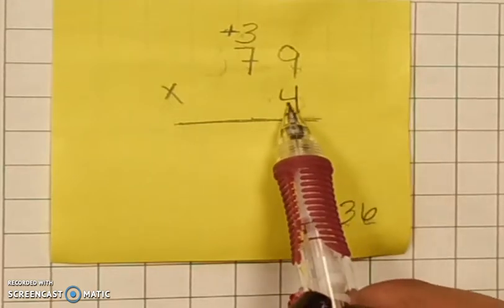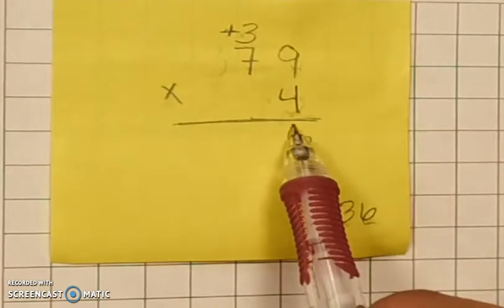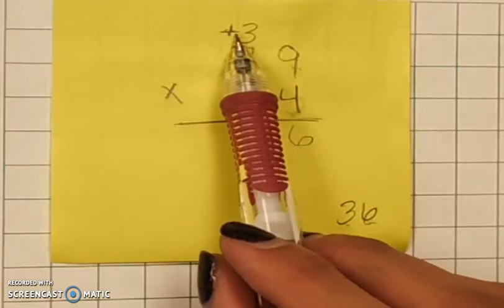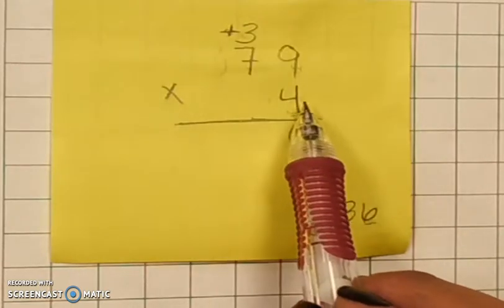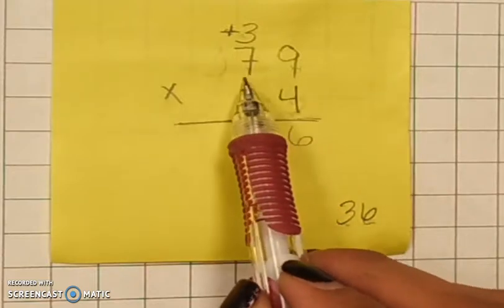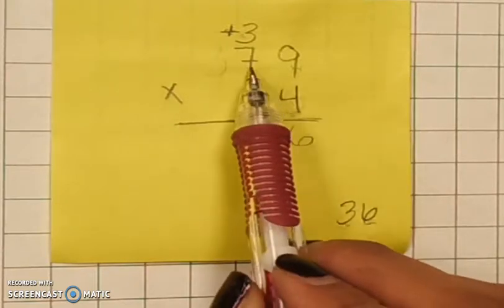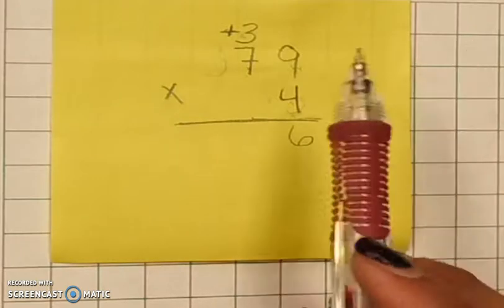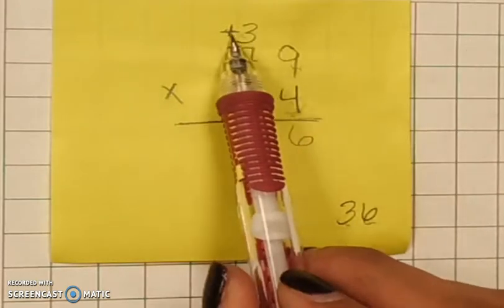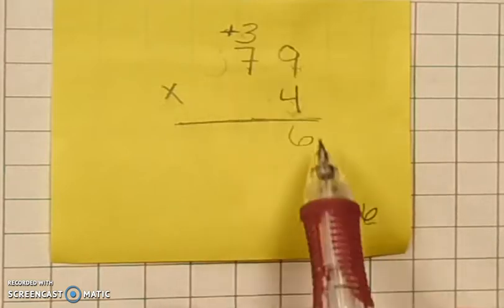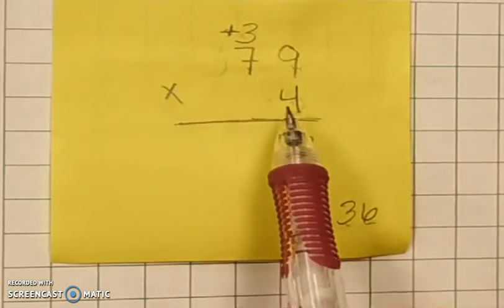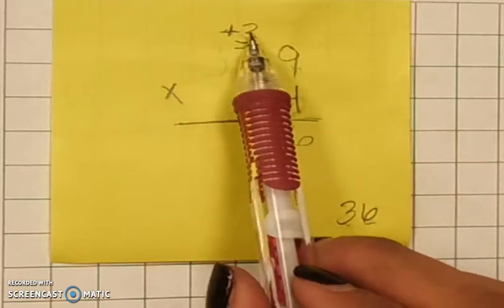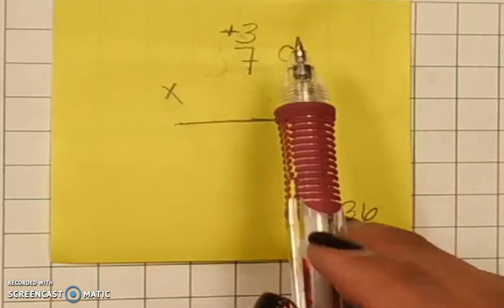So we're going to continue. 4 times 9 is 36. Again, my 6 here, my 3 up here with a little plus sign to help me remember. Then I'm going to multiply 4 times the tens place. I know 4 times 7 is 28. But if you remember, I wrote an extra 3 up here from the 36. So 28 plus 3 is 31.